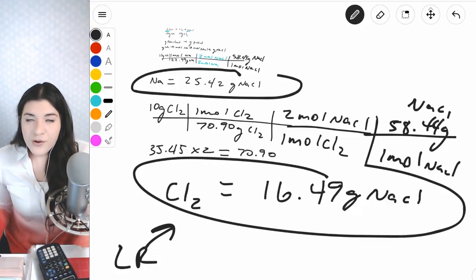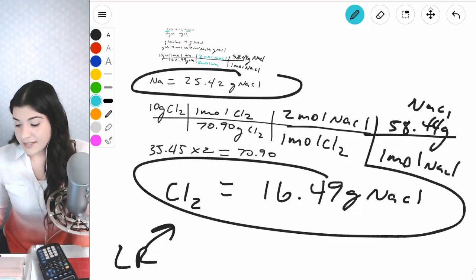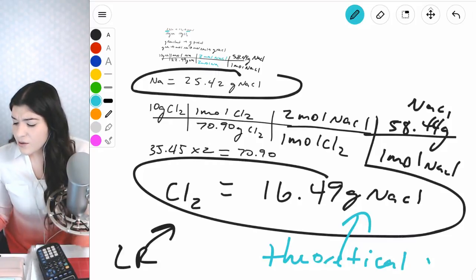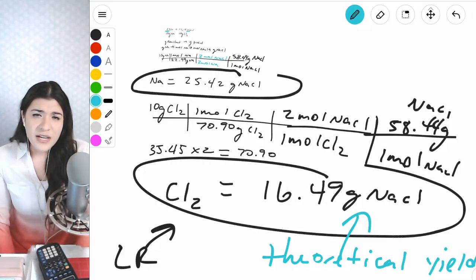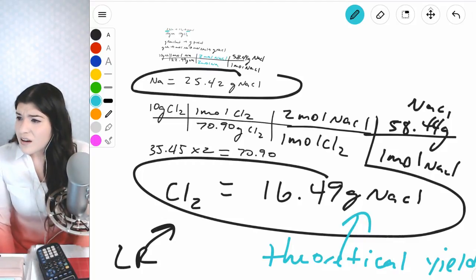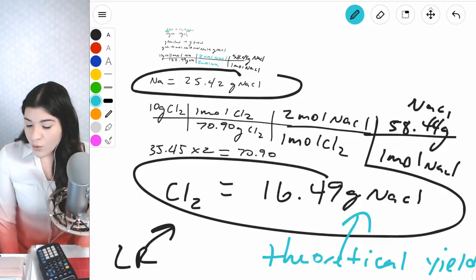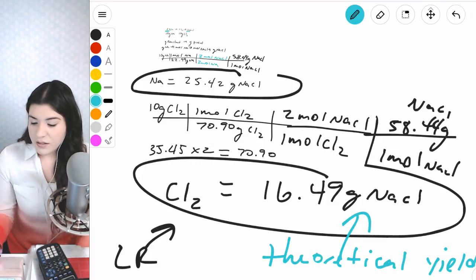Now, whatever your limiting reactant produces is your theoretical yield. So this would be your theoretical yield. That's what it always is. The first step is to always identify your limiting reactant and then go from there. So for each value, do we convert to moles? Yes, you do. You're always going to go from here. This is the setup.